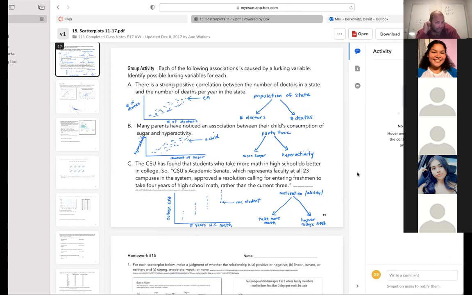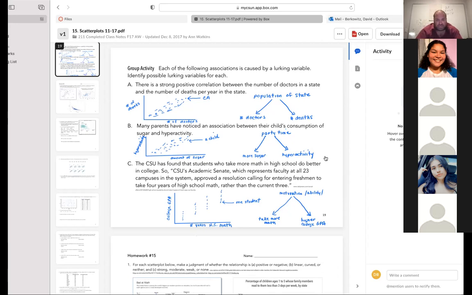Anyway, C. The CSU has found that students who take more math in high school do better in college. Ooh. So CSU's Academic Senate, which represents faculty at all 23 campuses in the system, approved a resolution calling for entering freshmen to take 4 years of high school math rather than the current 3.